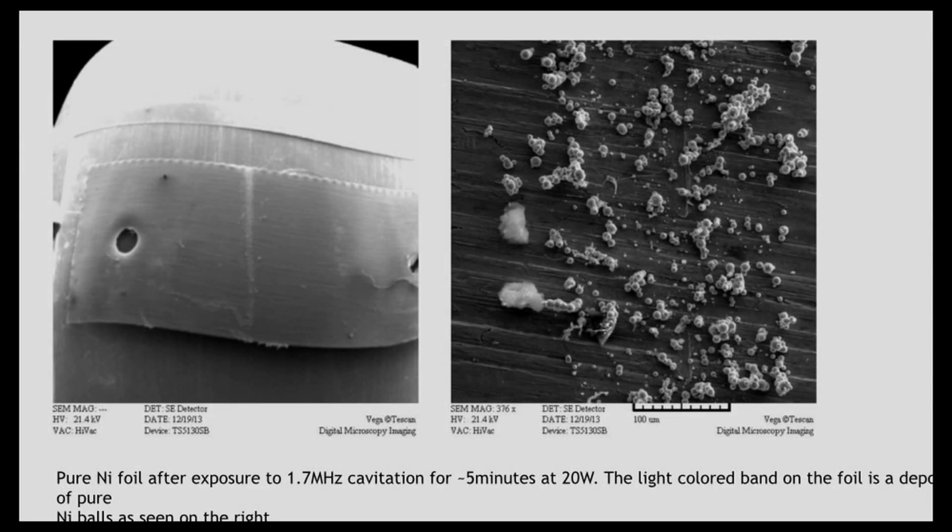A pure nickel foil after a 5-minute exposure produced pure nickel spheres and a hole in the target foil surface. The spheres varied from 1 to 15 microns in diameter, and they are spread out on the target foil surface. There is still destructive power in the cavitation bubbles at 1700 kilohertz.